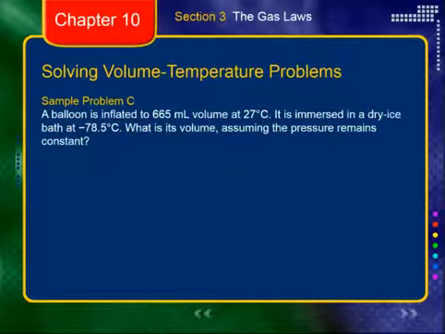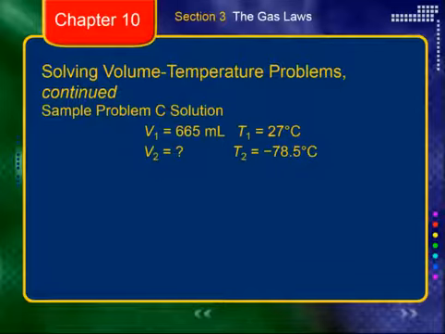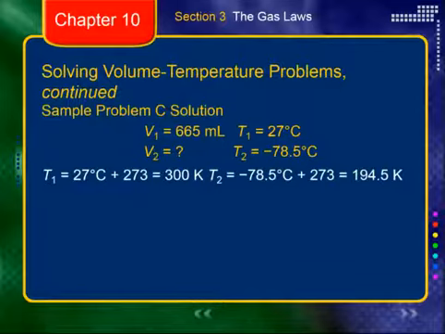Let's take a look at a sample problem. If a balloon is inflated to 665 milliliters at 27 degrees Celsius and it is immersed in dry ice, which is at minus 78.5 degrees Celsius, what is its volume, assuming the pressure remains constant? So let's use Charles' Law here. All right, let's see what we know. We know the initial volume, we know the initial temperature, we know the final temperature, we just need the final volume. Now, first off, these temperatures are in degrees Celsius, and that should stick out to you. I've been saying use kelvins, use kelvins, use kelvins, and these are not kelvins.